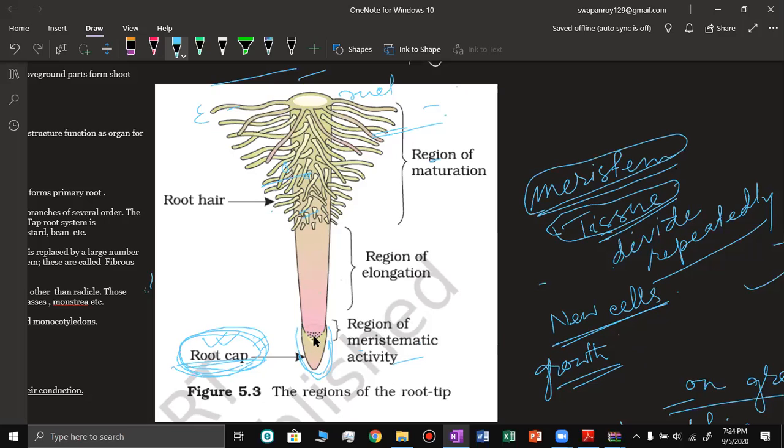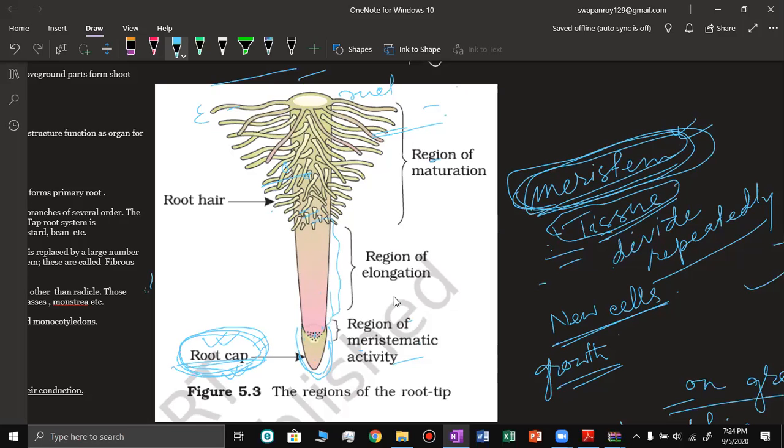So here you can see the dots inside the root cap. Actually, this meristematic zone is covered by the root cap. This is very important and delicate, because if these cells or the meristem tissue is lost, then the growth of the root will stop. So this is protected, usually within this root cap. Here the cells divide and add new cells.